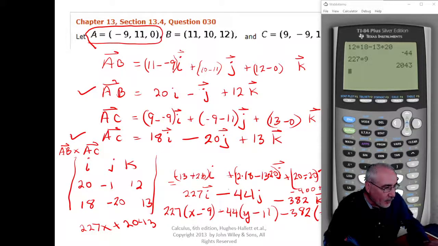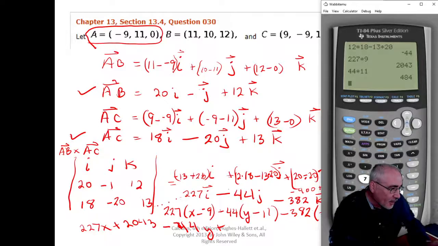And we're going to get negative 44 times y. And then 44 times 11, negative and negative, so that's going to be a positive number. 484. I'm going to just check it. I'm pretty sure it's 484, but it's 484. Doesn't hurt to check.